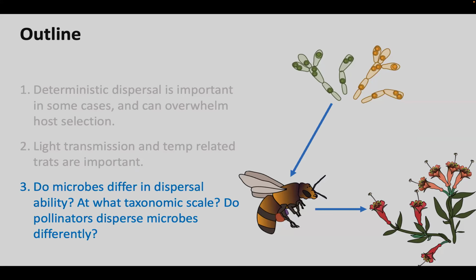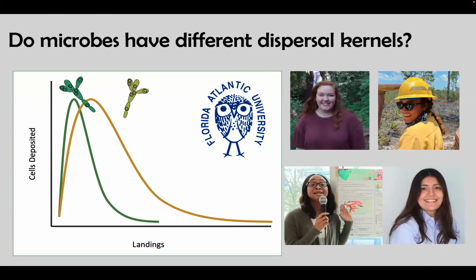We wanted to ask about whether microbes sort of differ in their dispersal ability and at what taxonomic scale this variation is partitioned, and whether pollinators might disperse microbes differently, right? And so I hope you bought my case that we should be characterizing these dispersal kernels.